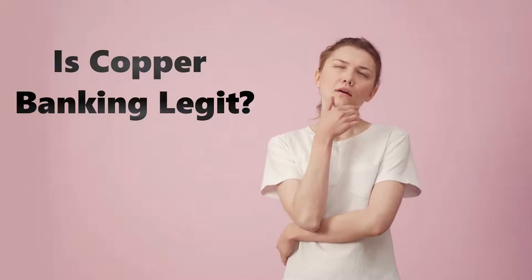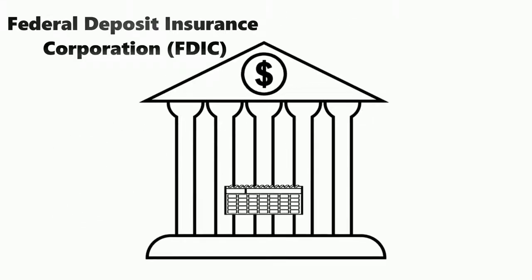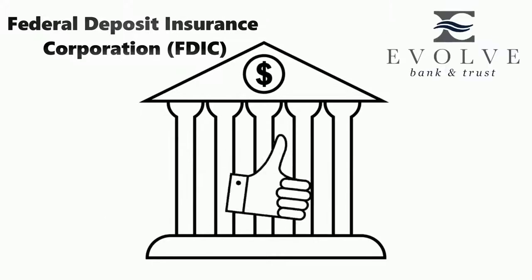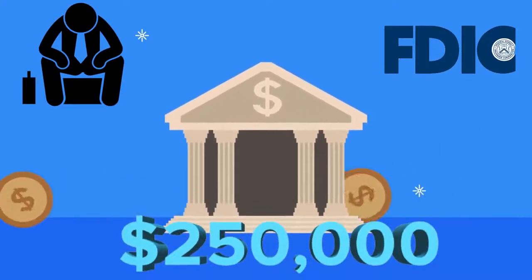Is Copper banking legit? Any money you have on this platform is insured by the Federal Deposit Insurance Corporation, or FDIC, through Evolve Bank. If a savings organization or insured bank fails, the FDIC will cover up to $250,000 in deposit losses. Copper banking features.